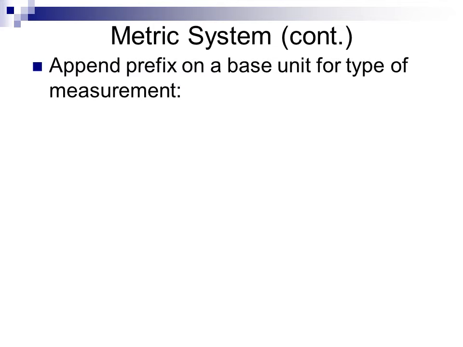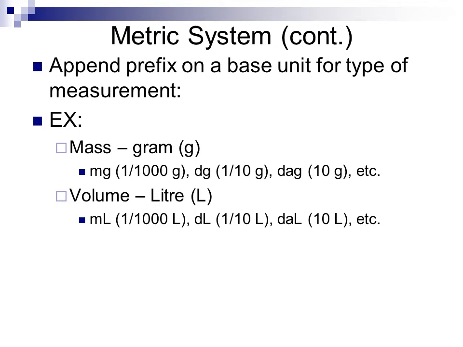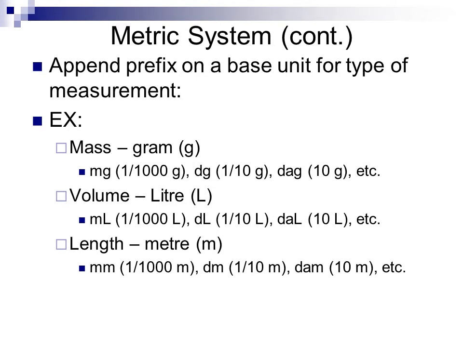So the way that the metric system works is we'll append the prefix to the base unit depending upon what we're measuring. So things like mass will be measured in grams generally. We've got milligrams, which is 1/1000th of a gram, or decigrams, which is 1/10 of a gram, or decagrams, which is 10 grams, etc., that kind of thing. Volume is measured in liters, generally, so we have milliliters as 1/1000th of a liter, or deciliters as 1/10 of a liter, or decaliters as 10 liters. Length is in meters, so you guessed it probably. A millimeter is 1/1000th of a meter, a decimeter is 1/10 of a meter, and a decameter is 10 meters.